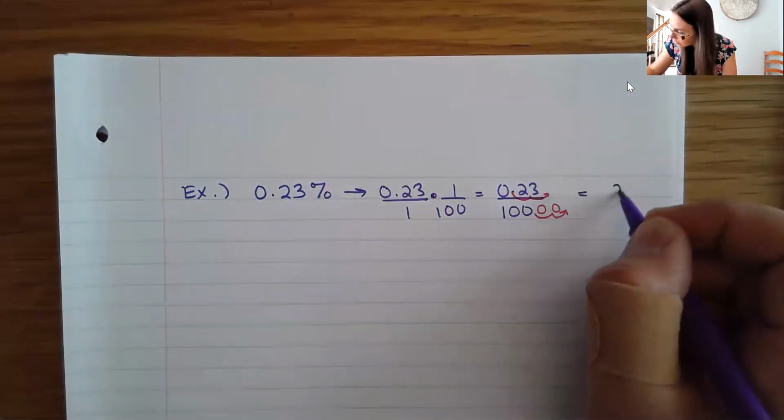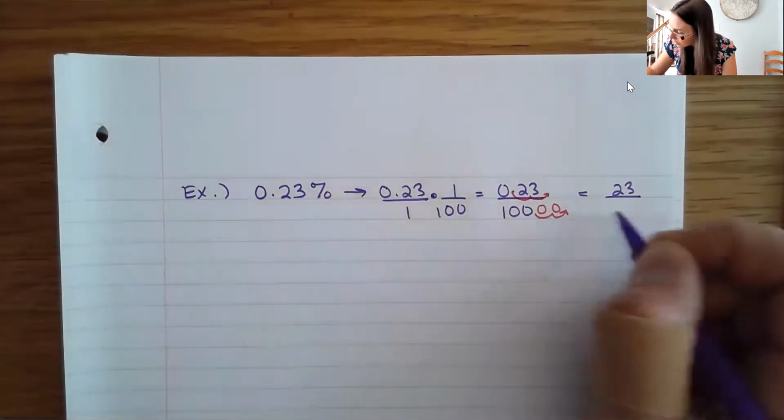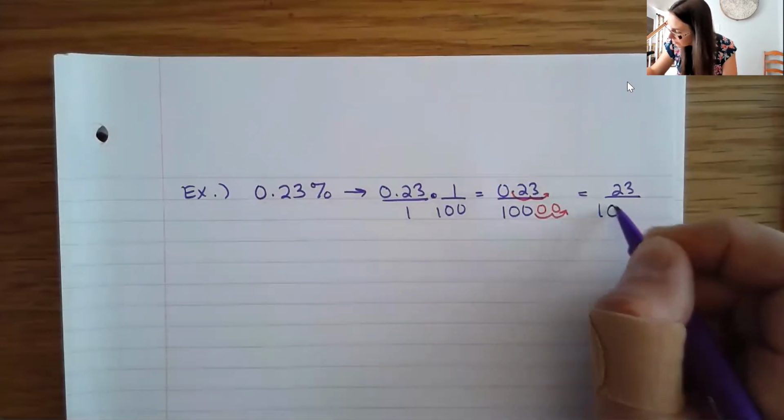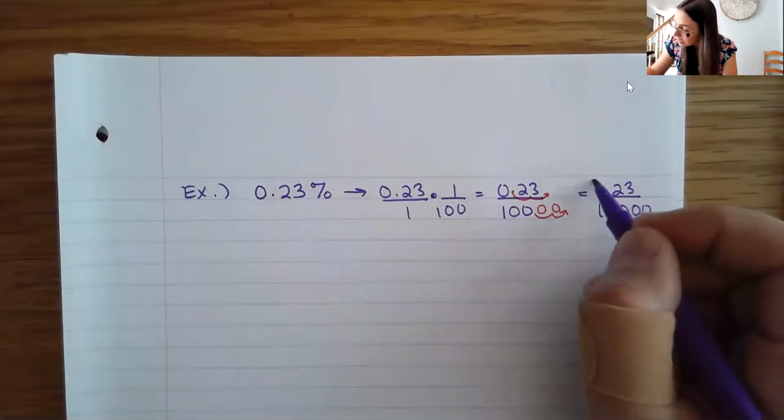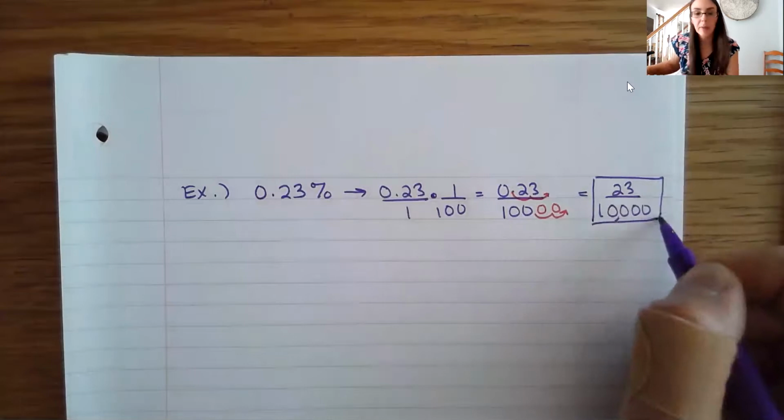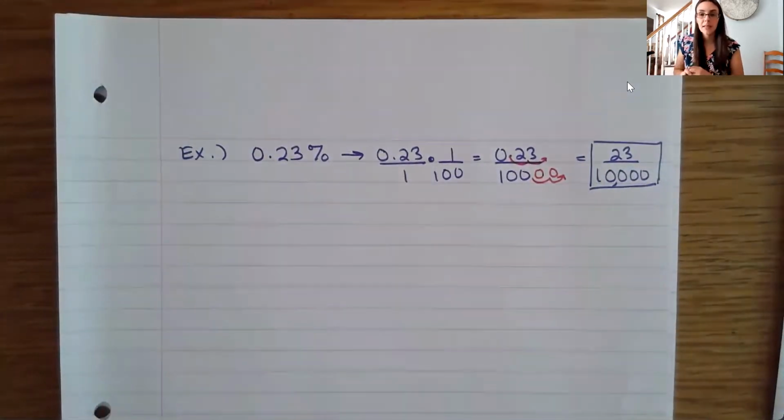So we have 23 over, let's see, 1, 2 zeros. So over 10,000. Now that happens to be simplified. 23 is a prime number, so I can't break it down. So this is simplified.